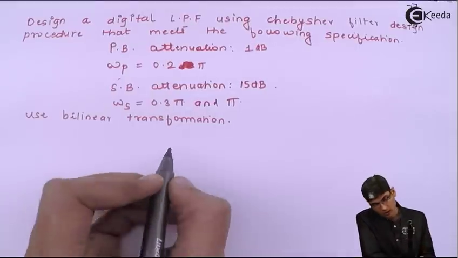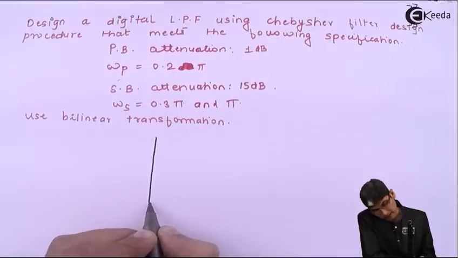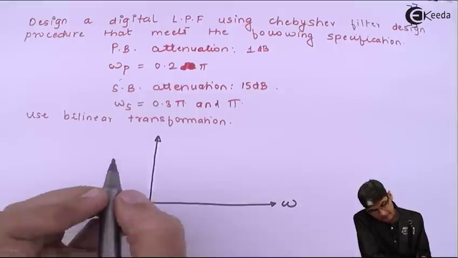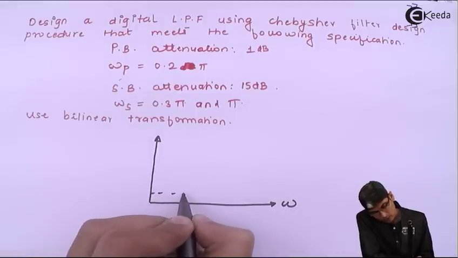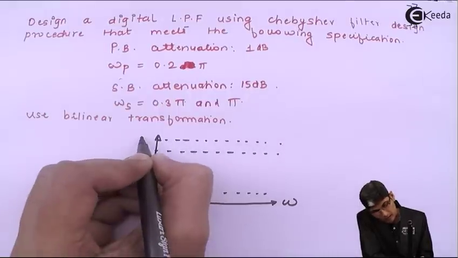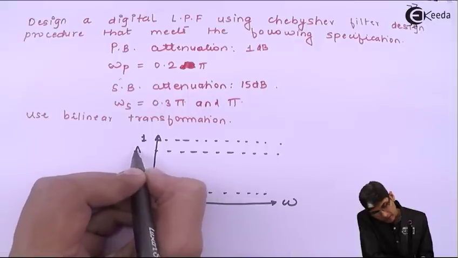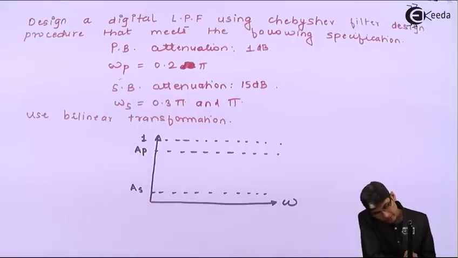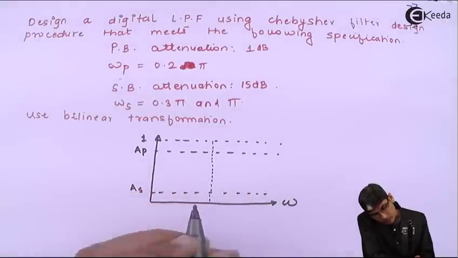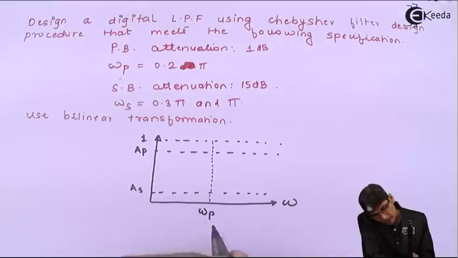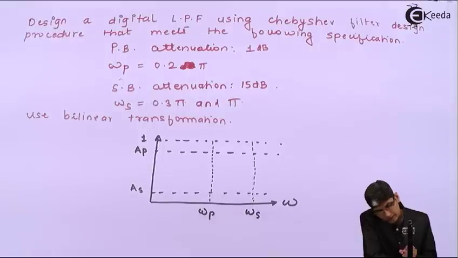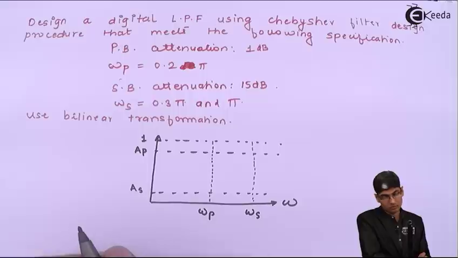So let us first draw how this characteristics looks like. Let us say I keep my omega on the x-axis, then I have to have 4 parameter lines. Let's say this is my unit line, this is my AP line, this is my AS line. Then let's say this is omega P line and this would be my omega S. Now these are all exaggerated and no scales has been used.